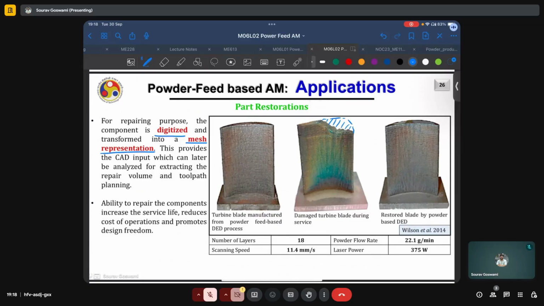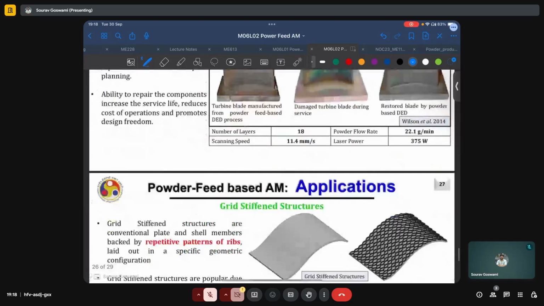But now, with the advent of powder feed based AM repair, this existing part can be scanned and digitized into a 3D mesh. The region requiring repair can be identified, and material can be deposited very selectively only in that small region to again make this part usable. And its service life can be extended. Existing parts can also be cladded, just like we saw in the previous case, to improve specific properties such as abrasion or wear resistance. Similar effects can be obtained.